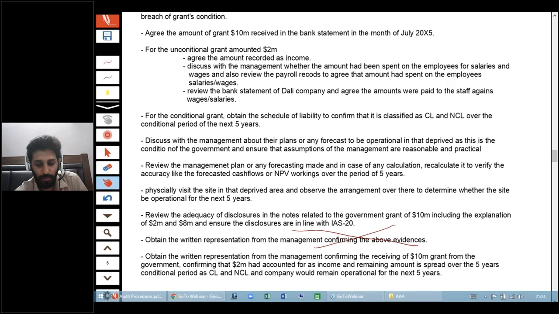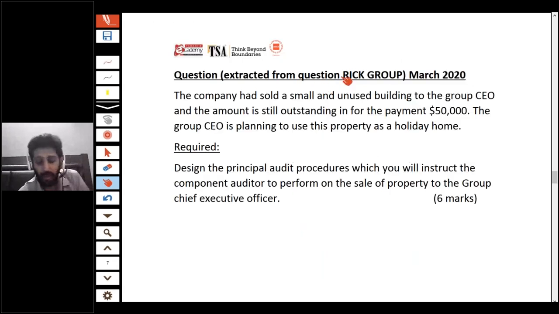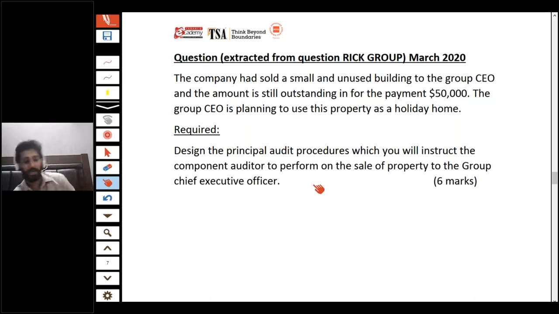ahead for another case. This is yet another case study, and I have extracted it from March 2020, that is counted as a recent exam. Question extracted from the group March 2020, required: design the principal audit procedure which you will instruct the component auditor. Now, who is the component auditor?